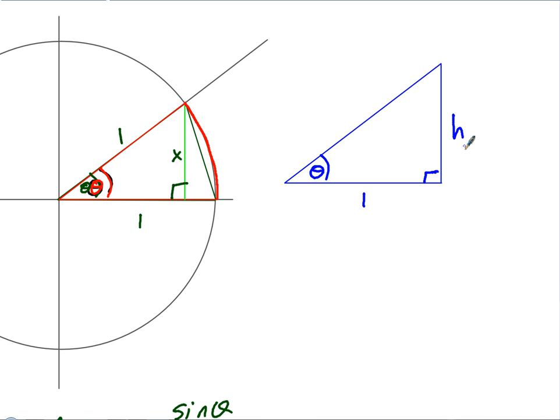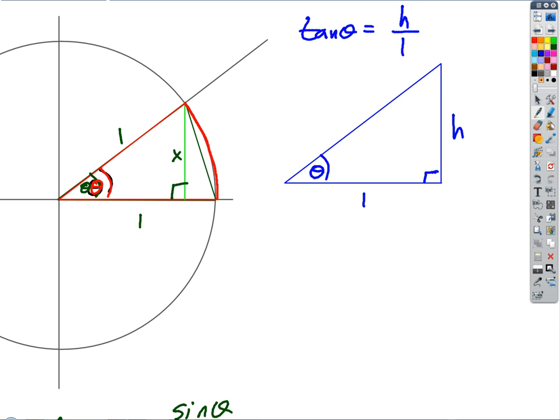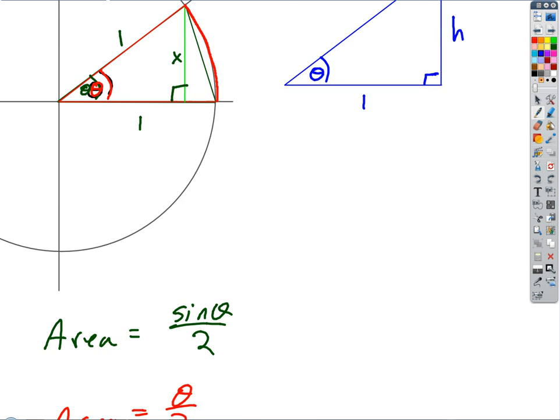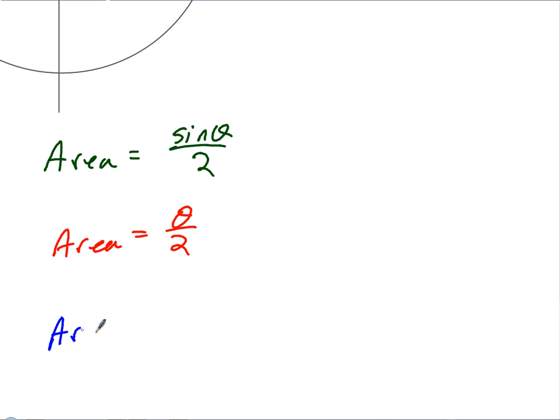So it would be tan theta. Opposite over adjacent. Good. We know the SOHCAHTOA relationship that links the side of known length and the side that we're trying to find, the unknown, that's going to be opposite and adjacent, right? Tangent of theta by definition equals h over 1, and so h equals tangent theta. So the area is 1/2 times 1 times tangent theta, or tangent theta over 2, right?